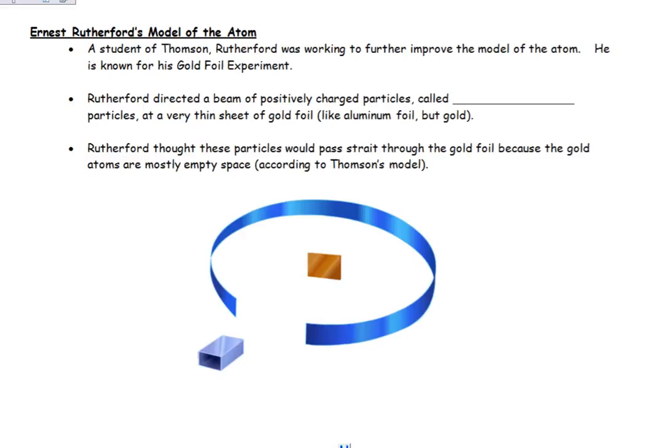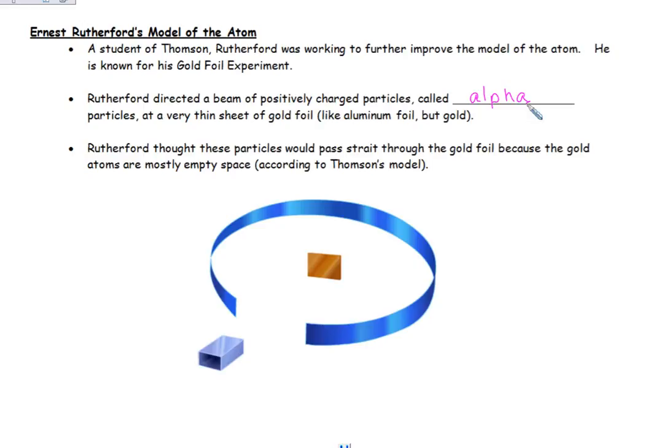Ernest Rutherford directed a beam of positively charged particles called alpha particles. Today we know that alpha particles are actually little helium nuclei. A helium nucleus is like two tiny protons put together with two tiny neutrons. Since neutrons are neutral and protons are positive, these little helium nuclei are small positively charged particles. All we need to know at this point is that an alpha particle is positive. It's a tiny little positive particle.